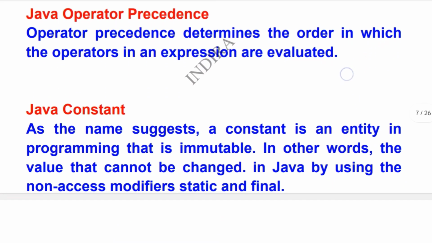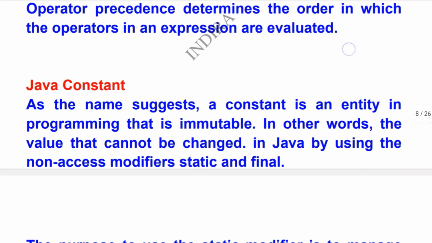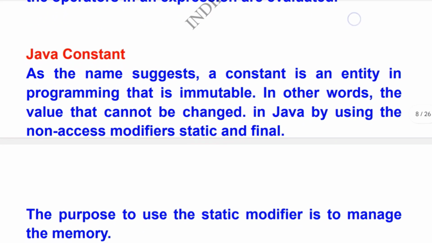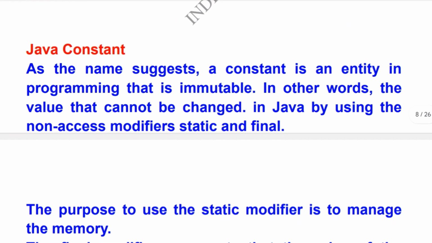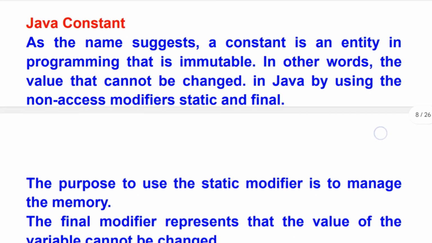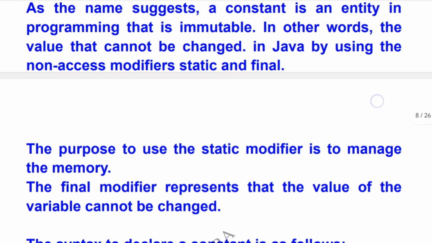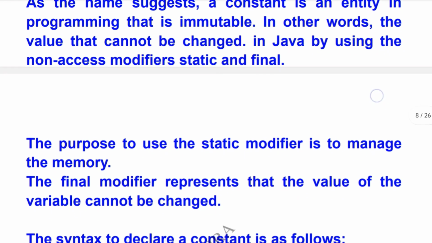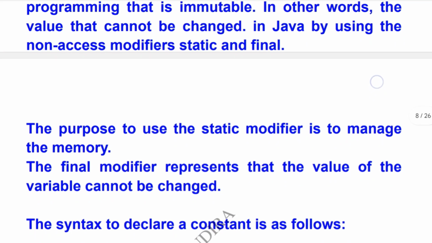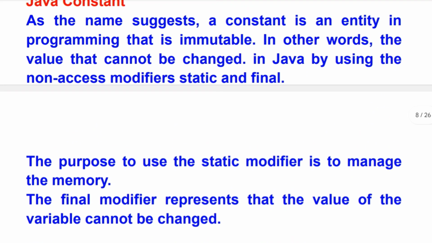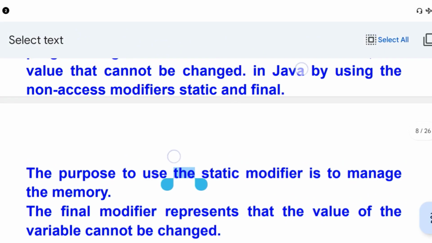Next, Java constants. Coming to the definition of a Java constant: as the name suggests, a constant is an entity in programming that is immutable. In other words, the value can't be changed. In Java, it is declared using the non-access modifiers static and final. The purpose of the static modifier is to manage the memory. The final modifier represents that the value of the variable can't be changed. What does this definition mean?